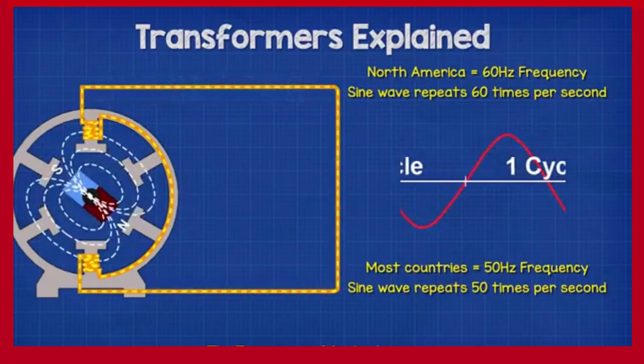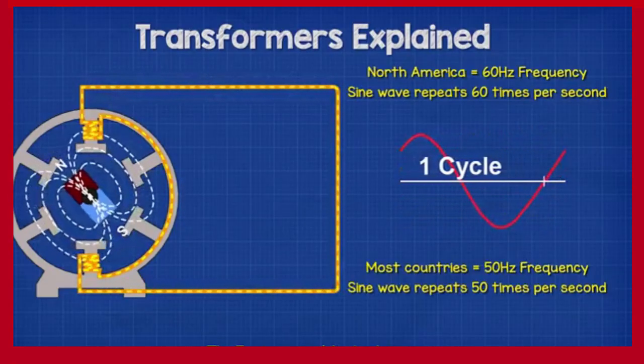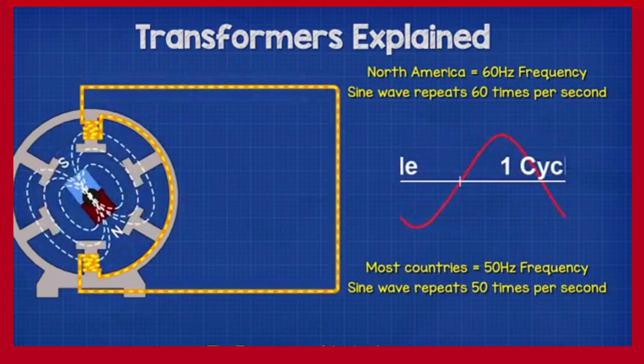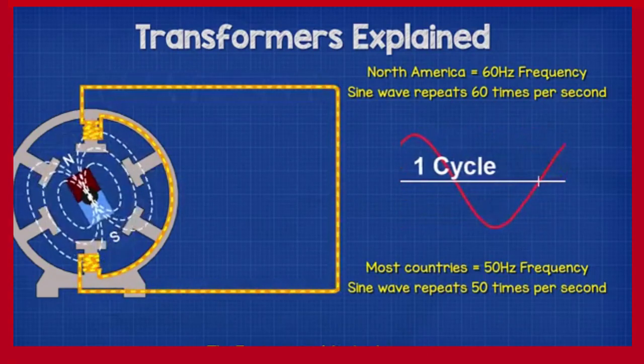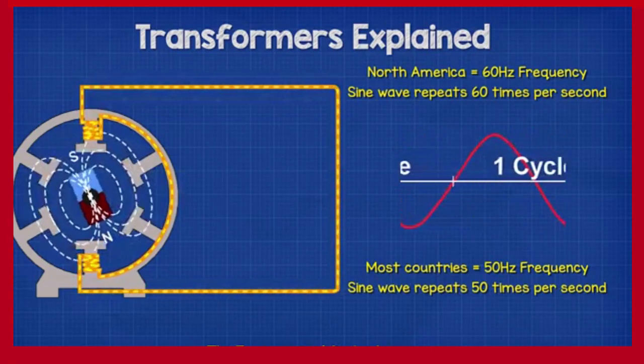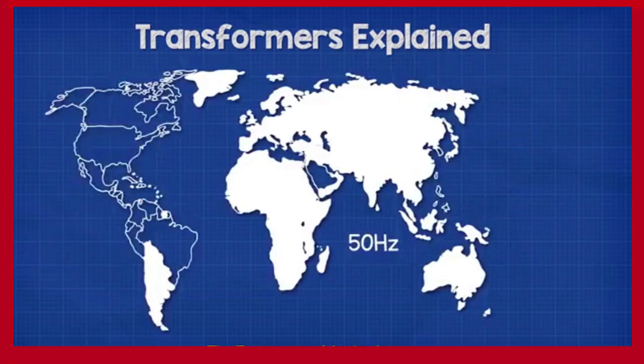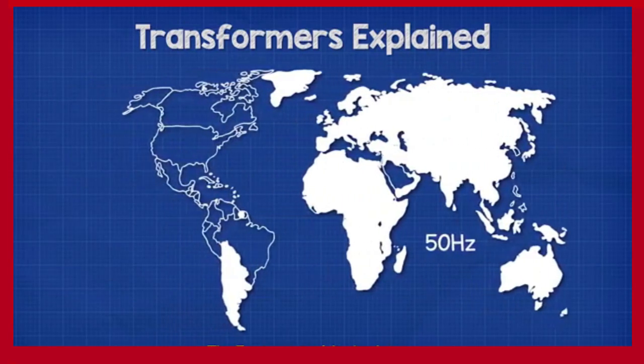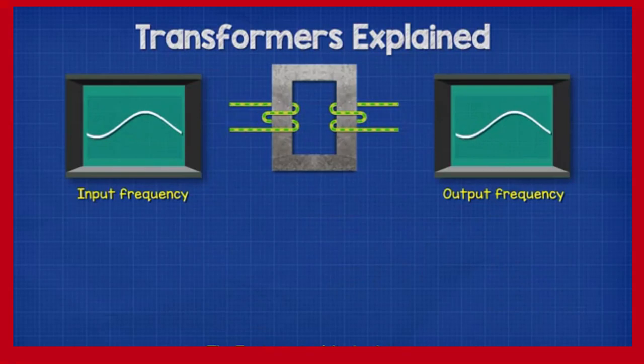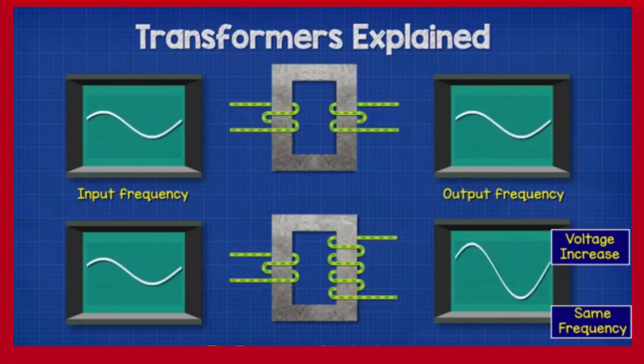This pattern repeats 50 or 60 times per second, depending on whether it's a 50 or 60 Hz supply. The AC frequency in North America is 60 Hz, but most of the world is just 50 Hz. With a transformer, the frequency we put in is the frequency we get out. We can just increase or decrease the voltage, not the frequency.